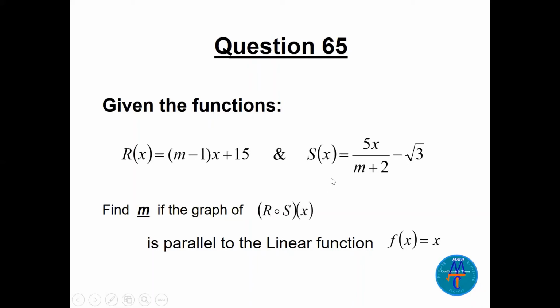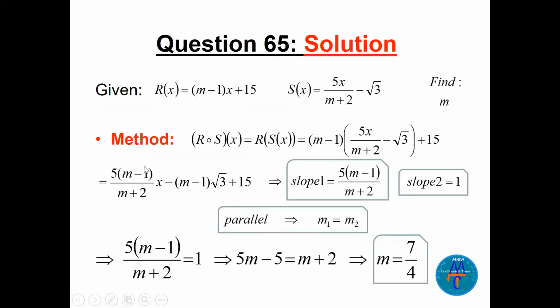First, we have to replace all s(x) inside the x of the function r. It looks difficult, but it's not difficult. So I replace all the s here, see all this s, I replace it there in the x, and I have (m − 1) times s(x) plus 15. So I need now the coefficient of the x, which will be the slope here. So 5 times (m − 1) over (m + 2). And the slope from the linear function is 1. So I put m1 equal to m2, make an equation, m will be 7 over 4.